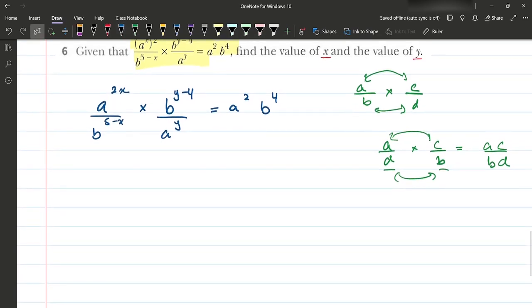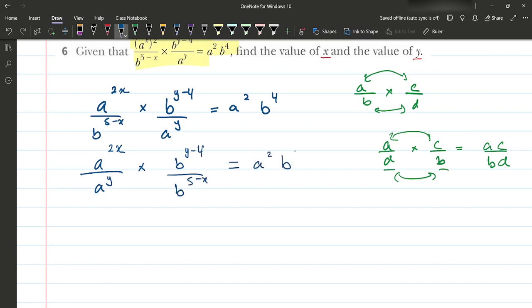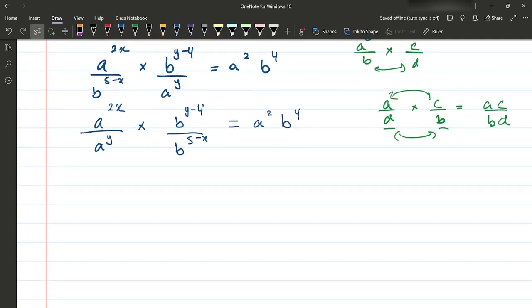So let's move on. We're going to write a to the power 2x over a to the power y times b to the power y minus 4 over b to the power 5 minus x equals a to the power 2 b to the power 4. Now, these two have the same bases, so we can just subtract the powers. a to the power 2x minus y times b to the power y minus 4 minus 5 minus x. Remember to subtract the entire power, not just the minus 5, but minus 5 minus x. So this is power 4, power 2, and then this power 4.